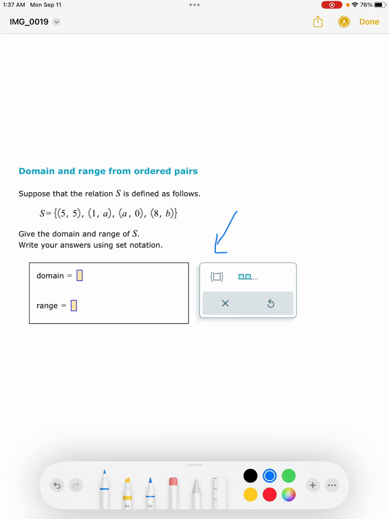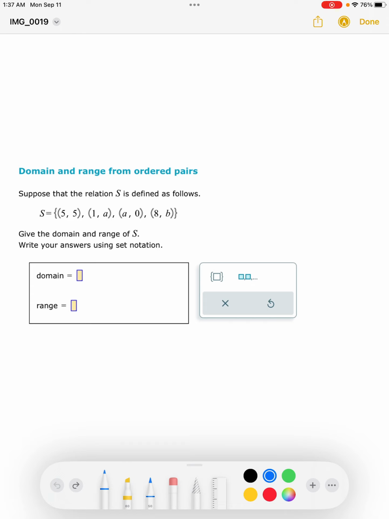That icon, that gives you the fancy brackets, okay? A lot of students forget to put the fancy brackets, okay? The other thing that you forget is the commas to separate your answers. So let's go through this and just make sure we have the right notation.